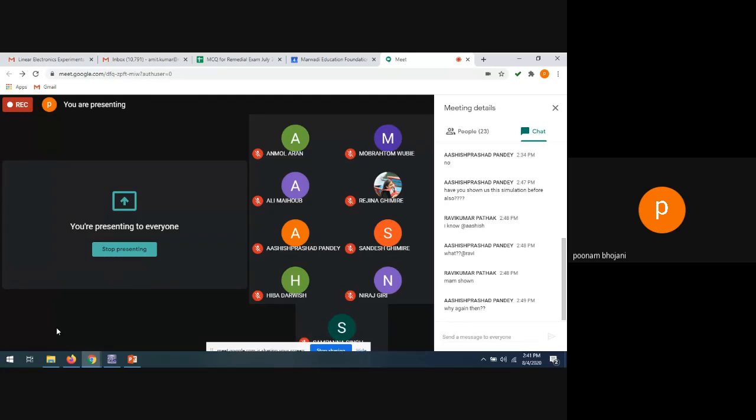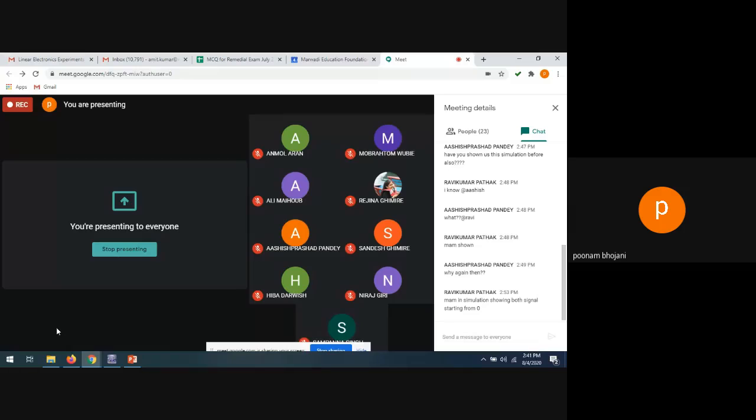Have you shown us this simulation before? No, I haven't shown this simulation because we have done the digital modulation only. Analog modulation, we are doing it today only. Ashish, same thing I'm telling you. We have not seen this type of simulation in the digital modulation technique. Maybe you have read it before in a book or somewhere else, but this type of simulation we have not done in Multisim.